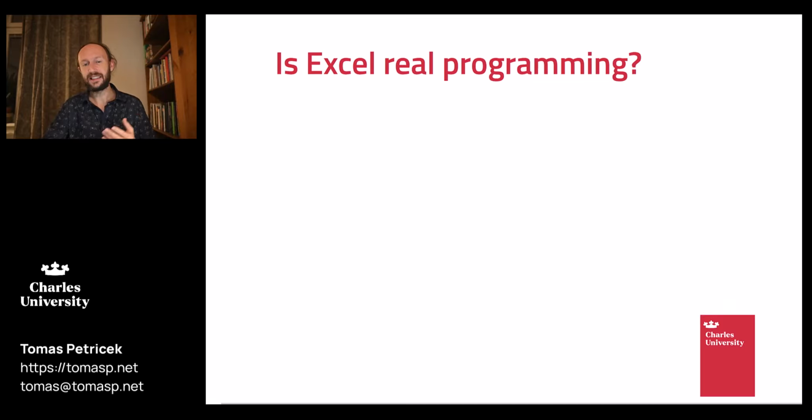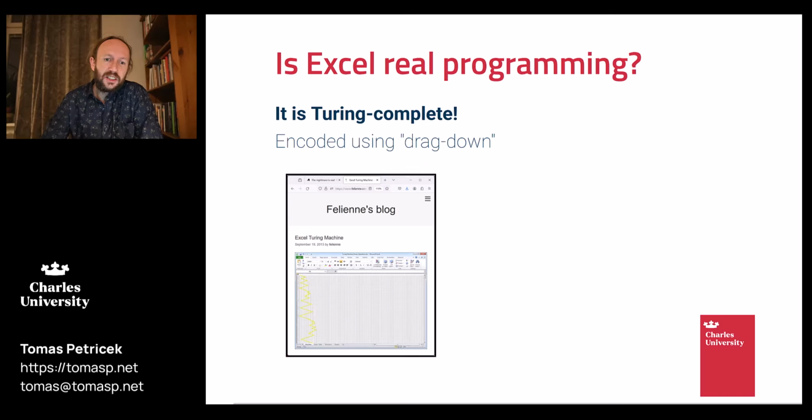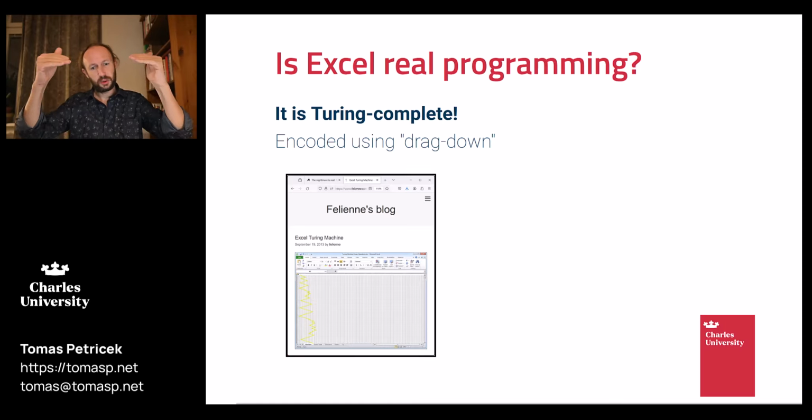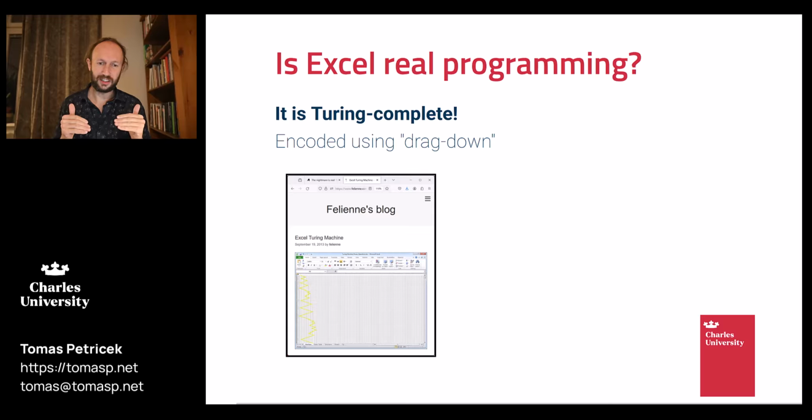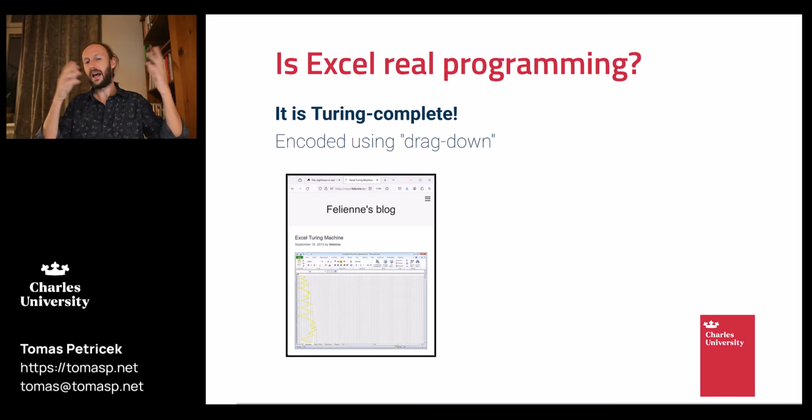First of all, is Excel really a real programming language? Well, you can answer this question in various ways. First of all, Excel is Turing complete. There's this nice example at Felienne Hermans's blog where she describes how you can encode a Turing machine in Excel. And this is not using macros. It's actually just using this drag down feature of Excel that we will look at later on. So you define a row that represents your Turing machine, and then you can drag it down and you get a Turing machine emulator. This is not a very useful answer. It's theoretically sound, but it doesn't tell us really much about Excel.